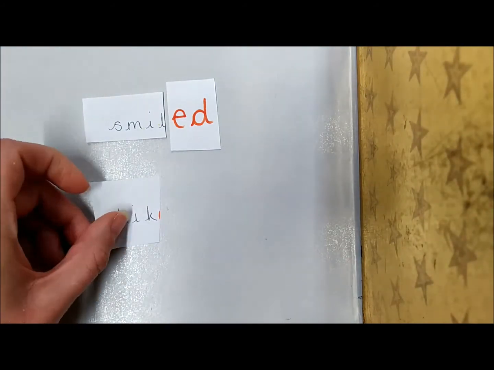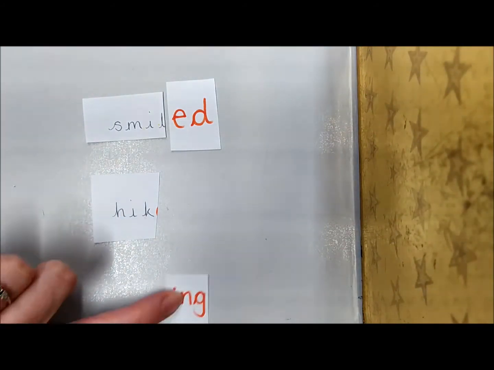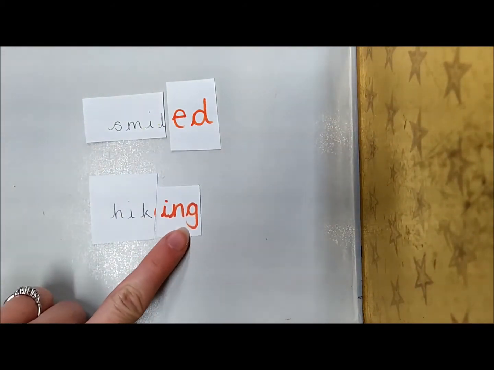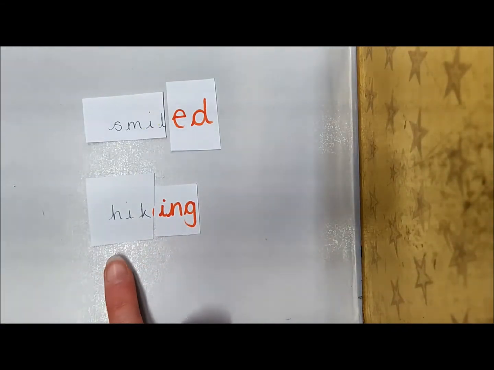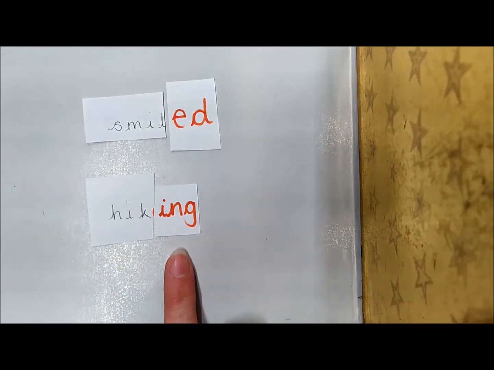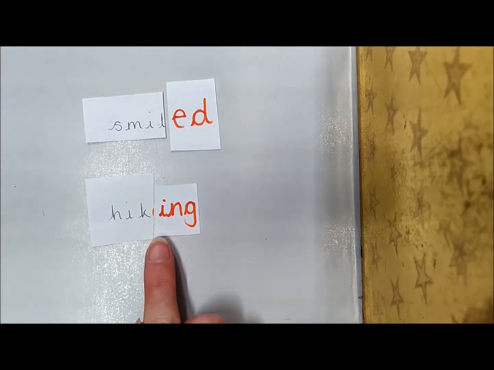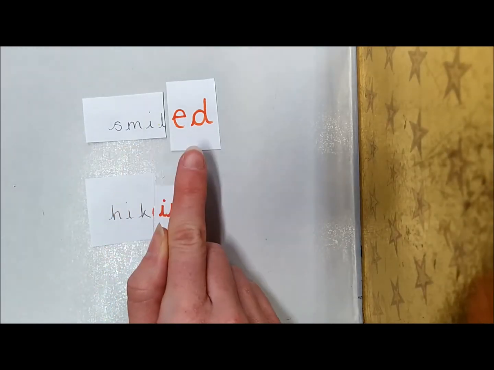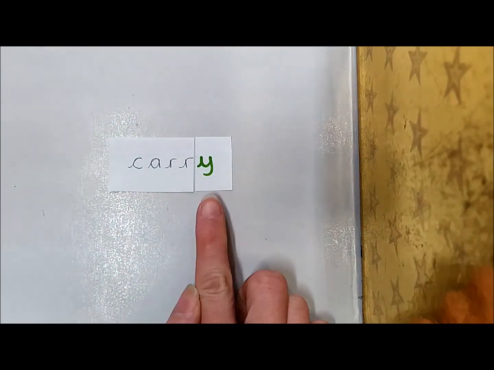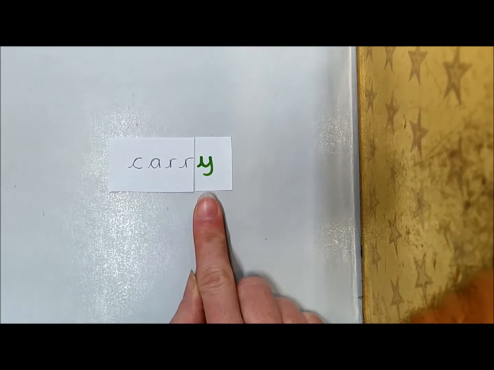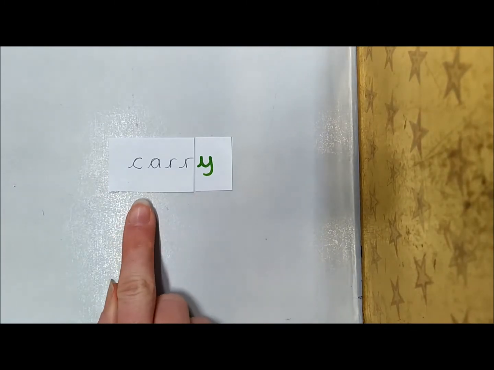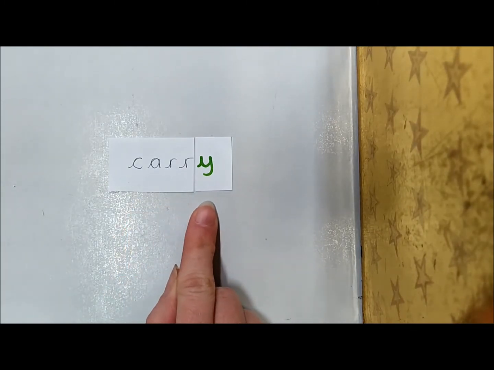Let's do the same for hike. Chop off the e and add ing. Hiking. Notice that we normally keep the I sound as though it is a split digraph, rather than say hicking or smilled.